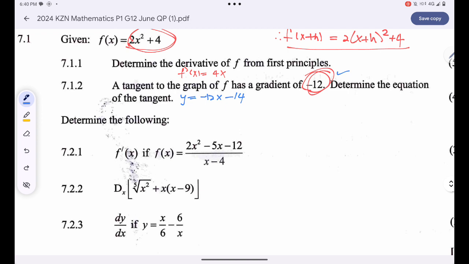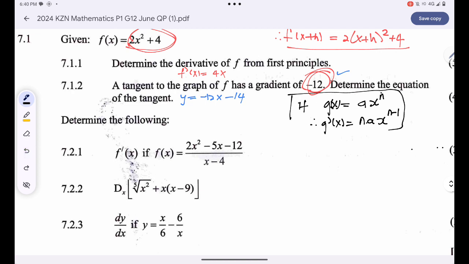Whenever I find my derivative, I'll simply use the rule that says if g of x is equal to a x to the power n, therefore the derivative of g of x will simply be n multiplied by a, multiplied by x to the n minus 1. Just take the exponent, multiply it to the coefficient, and then subtract 1 from the exponent. This is the rule that you are supposed to use, but you must use it after we have eliminated our problems. Our problems, let me repeat them.